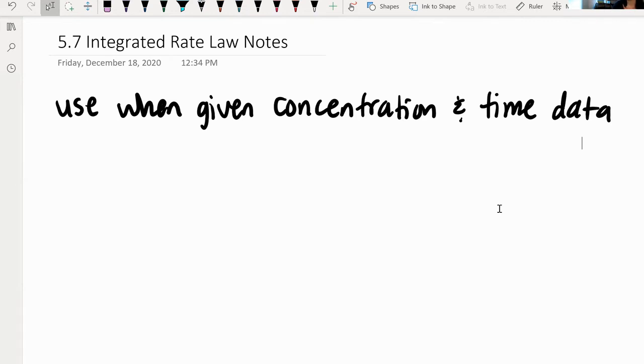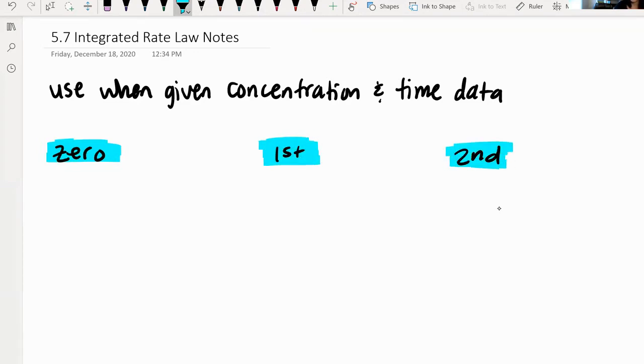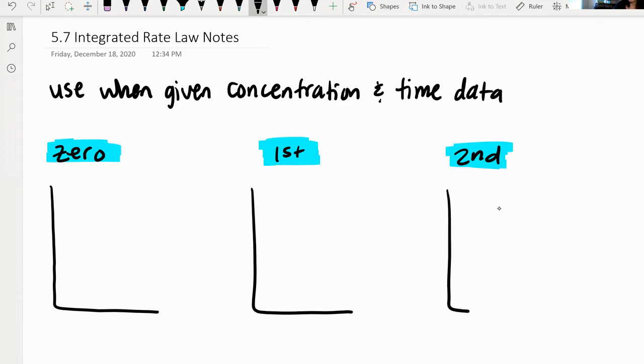Okay, so this is going to sound really weird and it's going to look weird and you're like, what the heck does it mean? But trust me, it will make sense in just a little bit. So on my paper, I'm going to make 3 columns, and those are going to represent our orders. Okay, so we're going to take a look at what 0 order looks like, first order, and then second order. For each one of them, we're going to sketch a graph. Okay, and we're going to label the axes.